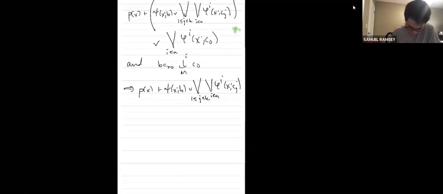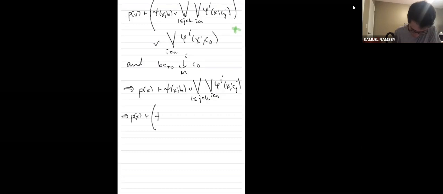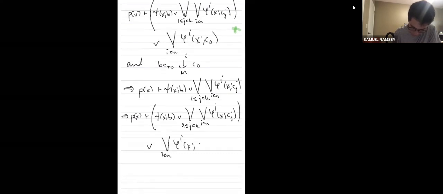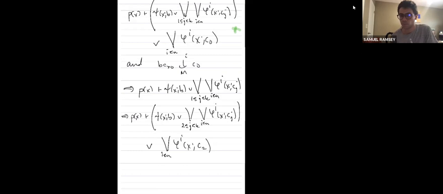But again, I can rewrite this in a suggestive way. I can rewrite this as P implies, in parentheses, C x b, or the disjunction of 2 less than or equal to j less than k, phi i, now I'm ranging over i less than n, x, c j, or, and then I look at the disjunction over i less than n of phi i, x, c 2. Again, I just rewrote it to pick off one of the disjuncts.